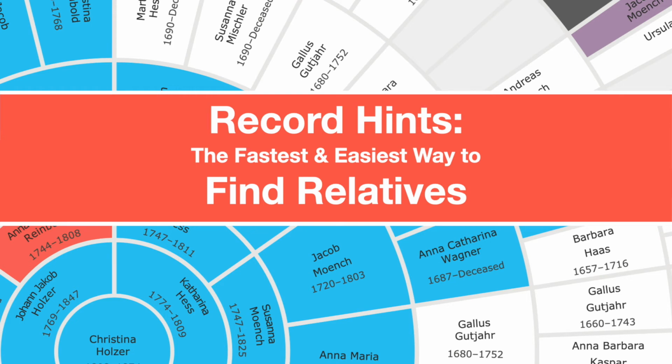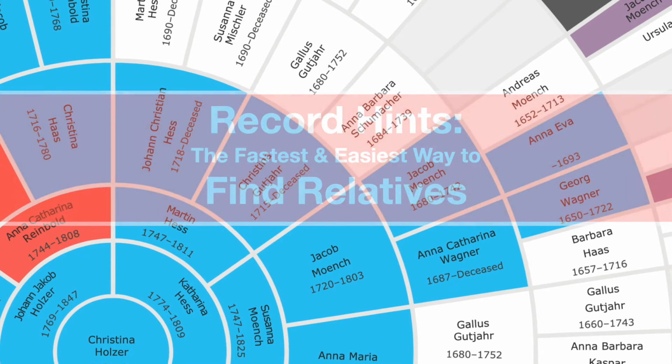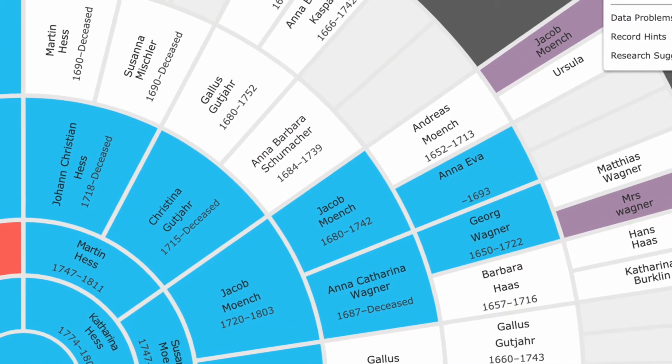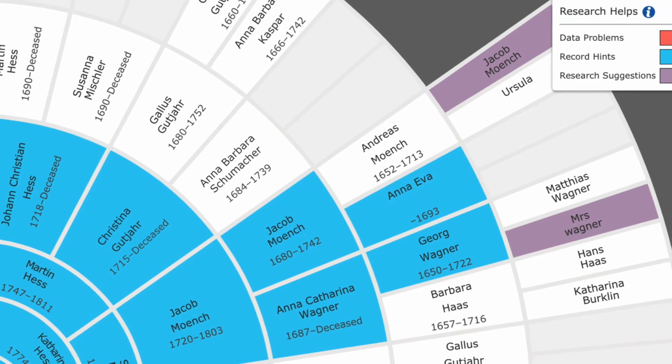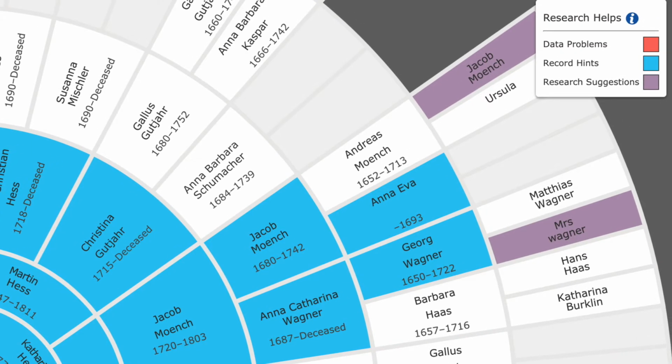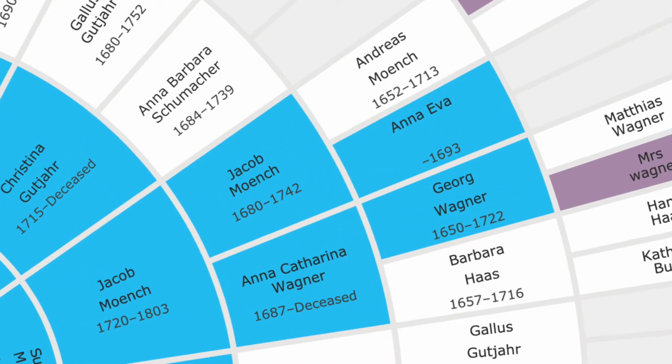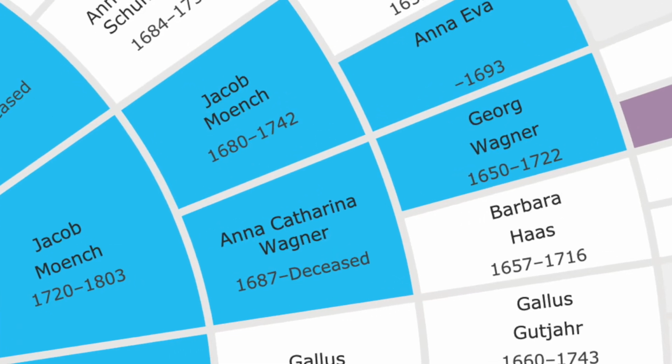After you have a couple or even thousands of ancestors in FamilySearch, the fastest way to find new ancestors is using record hints. In this video, I'll show you where to find record hints and how to review them. I'm going to review record hints for George Wagner. FamilySearch lists him as my Anna Katharina's father.